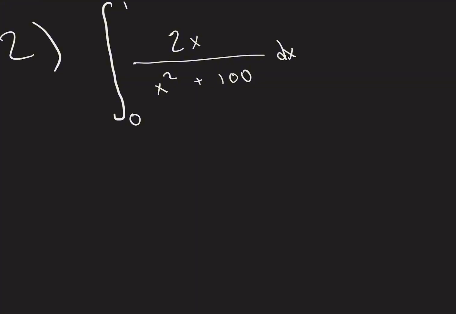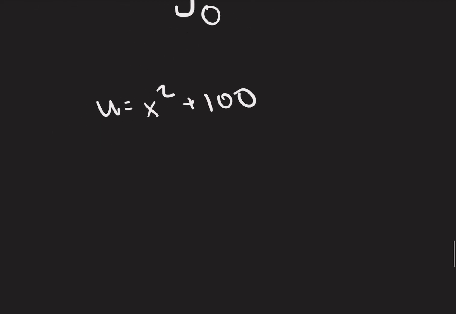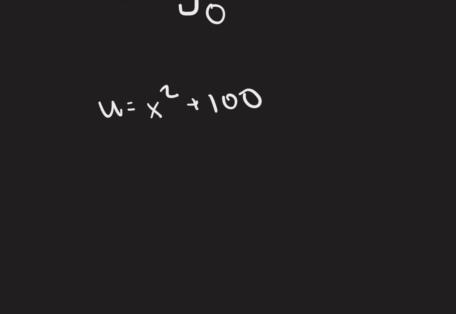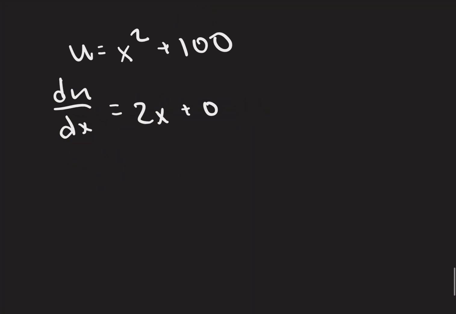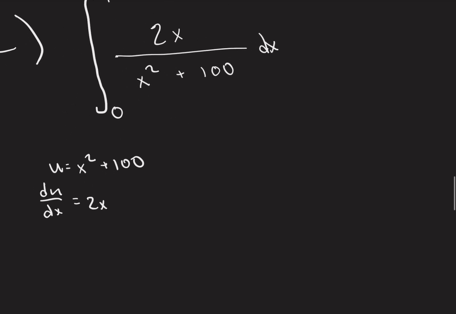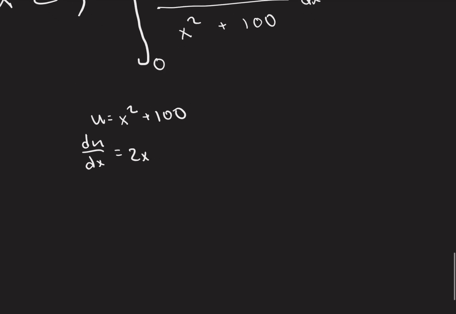So in this case, we make the denominator equal to u, or u equals x squared plus 100. And then we take the derivative of this new equation, du/dx equals 2x plus 0. And you could now see a correlation. There's 2x in the numerator right here, and then there's 2x here when we take the derivative.